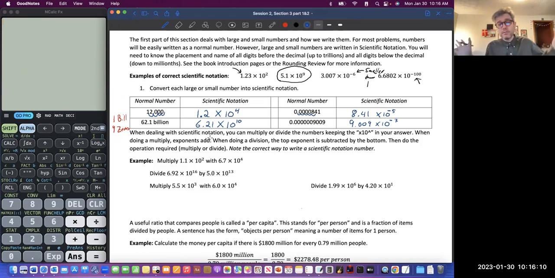All right, now that's the idea. So that's the idea. Why would you do this? The idea is that scientists have to deal with very large numbers, very small numbers. And so this is the system that they come up with. Again, we're not changing the values of these numbers. We're just changing the way we write it.